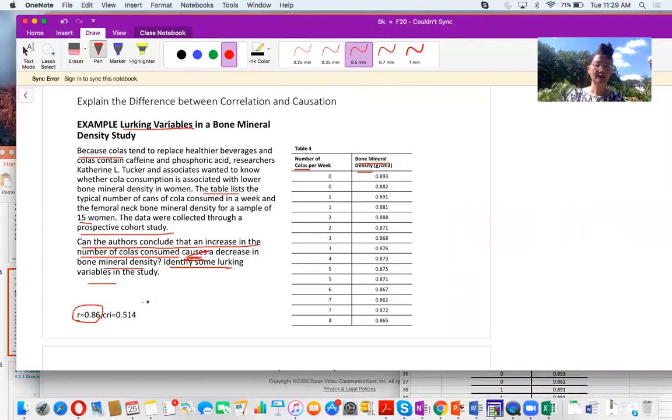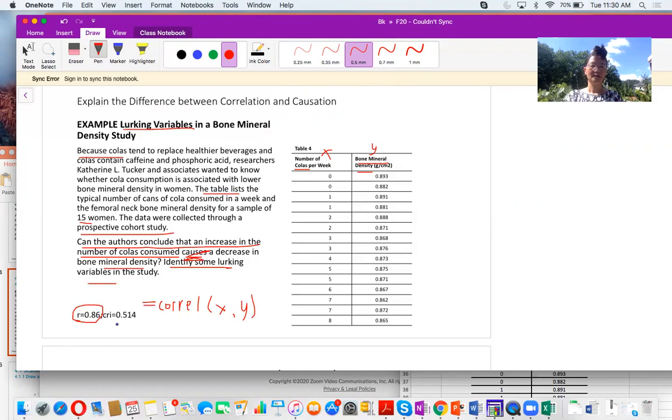Just use Excel, equals CORREL, and then you select X, comma, select Y. So we have what looks like a stronger relationship between X and Y. By the way, this is my X, this is my Y.